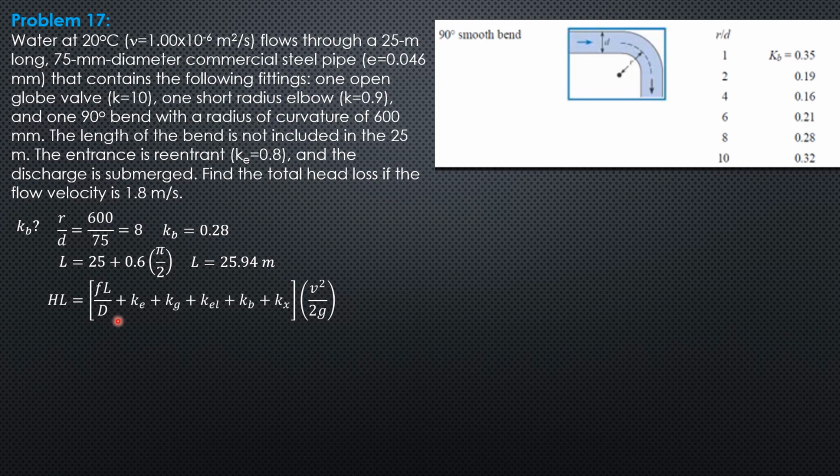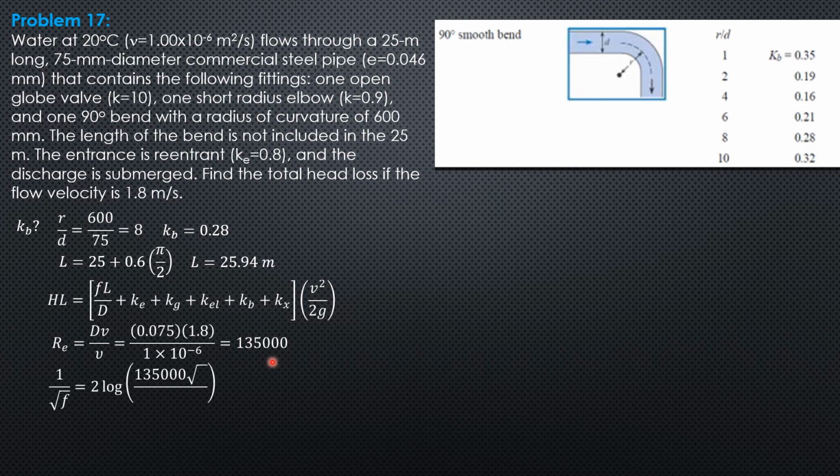So for friction factor, we need to assume first that the pipe is smooth, and let's compute the thickness of viscous sublayer later. So Reynolds number, diameter, mean velocity over kinematic viscosity, diameter 0.075, mean velocity 1.8 over 1 times 10 to the negative 6, 135,000. Colebrook equation for smooth pipes, 1 over square root of F equals 2 log of Reynolds number square root of F over 2.51. So from this equation, we can estimate F 0.01691.